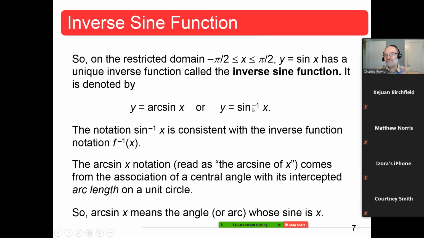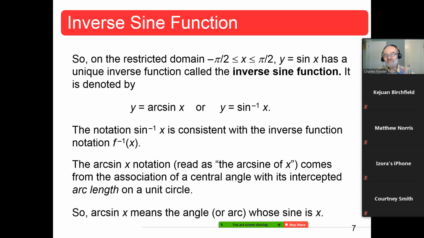That doesn't mean 1 over sine, that's cosecant. That's not what we're talking about here. This is a function inverse. So this -1 does not mean reciprocal, it means inverse function. So that's the only sort of advantage of arc sine. You wouldn't get that confused. But you shouldn't get it confused anyway, because functions with a -1 mean inverse. The notation sine to the -1 is consistent with the inverse function notation f to the -1. And that's the only way you can say that. You don't say arc f.